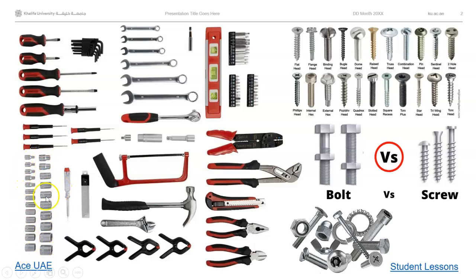These are called sockets that go onto a socket wrench up here with extenders that allow you to rotate these bolts, different kinds of bolts. So these are all fasteners on the right-hand side. These are the tools for either tightening or loosening those fasteners.